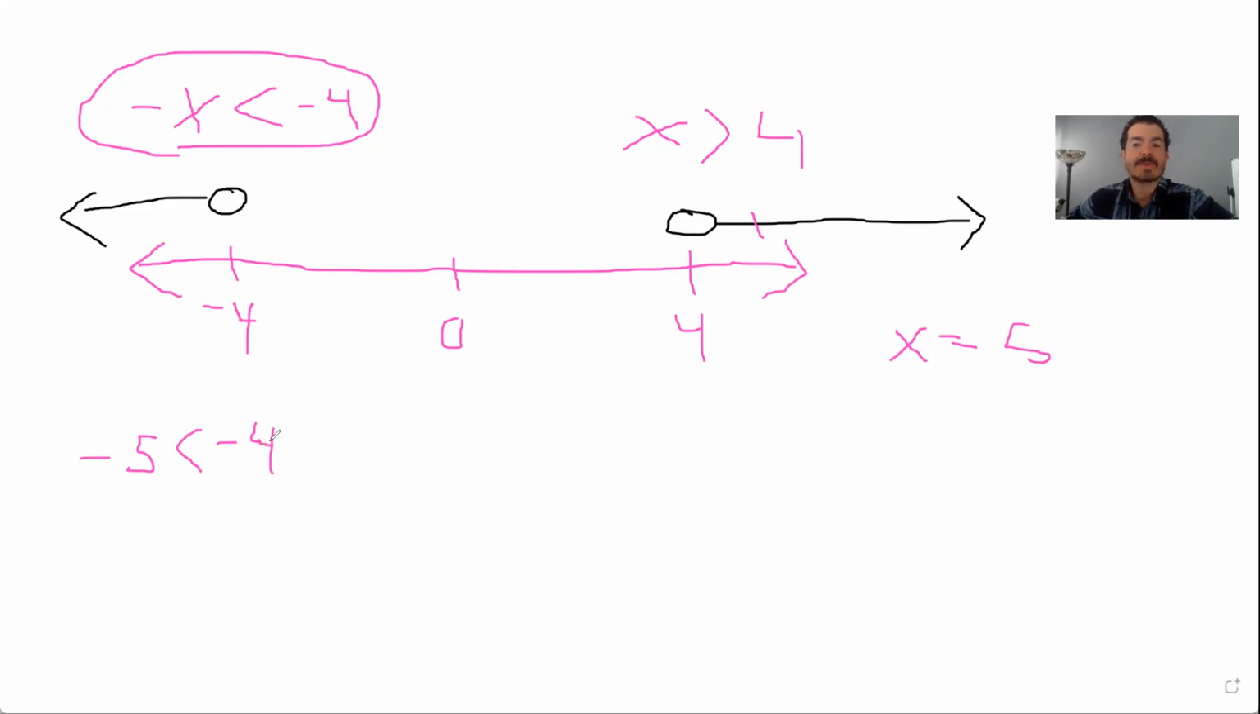Remember, we're not looking at absolute value when we look at the number line like this. We're looking at the actual value. Is it to the left or to the right? And here's my -5. Boom, right there. So yeah, it's true.